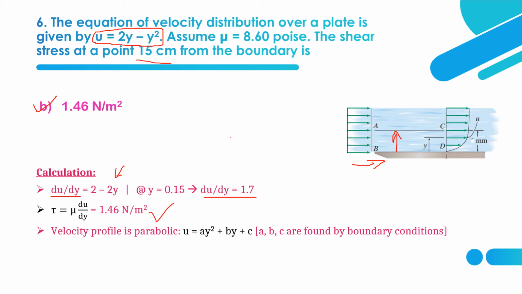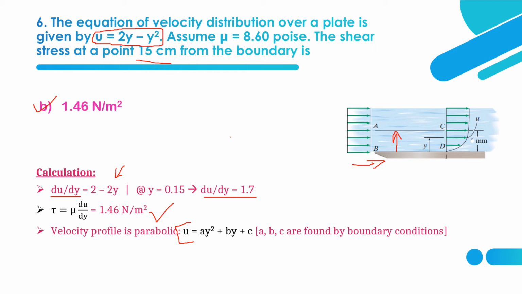In case the velocity profile is parabolic, as in some problems we can see the velocity profile as parabolic, then what is the equation? In this problem also the velocity profile is actually parabolic, but they have given the actual equation.